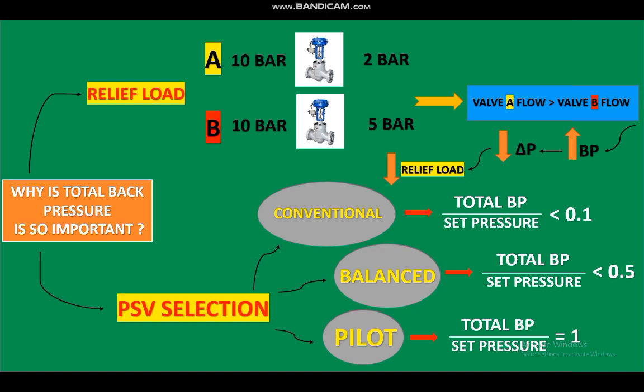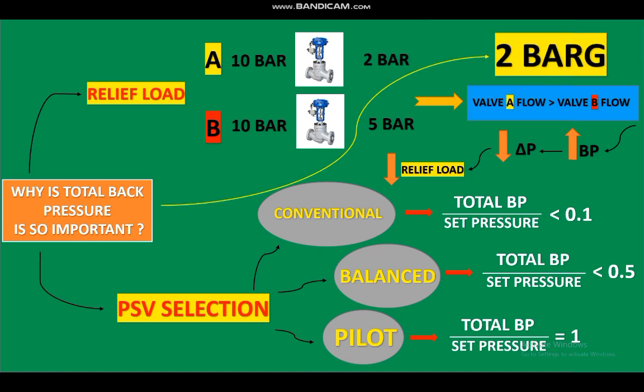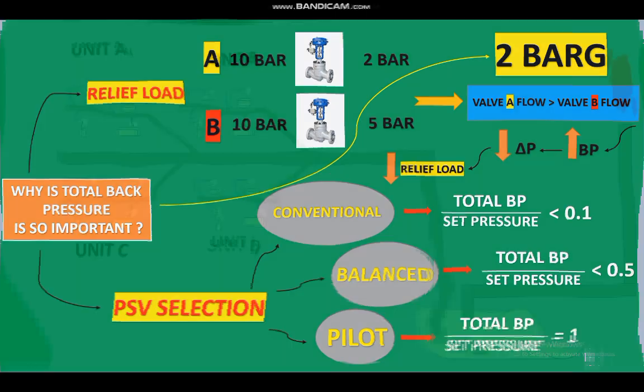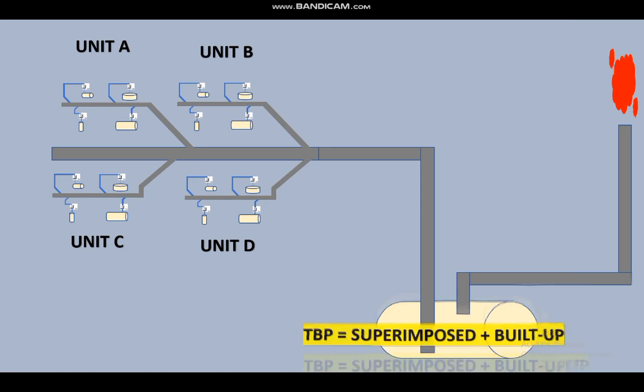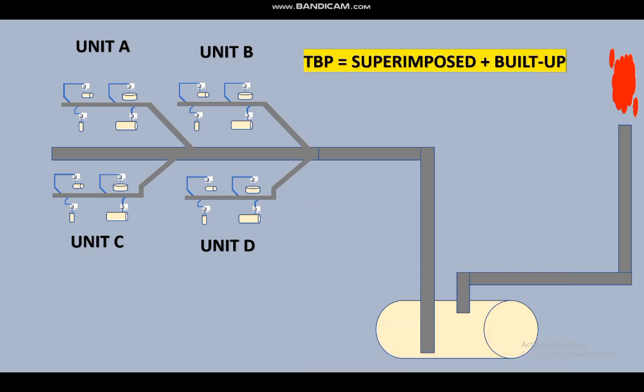But since we have not yet selected the PSV type and do not have any information about the relief load condition, we initially consider 2 bar gauge as the total back pressure and start sizing our PSV in the flare analyzer. To have a better understanding of the different pressure definitions such as superimposed back pressure and build-up back pressure, it is much easier to understand them in the figure.